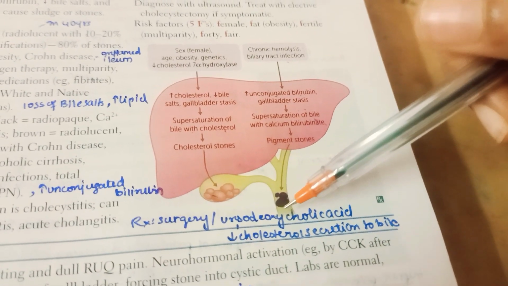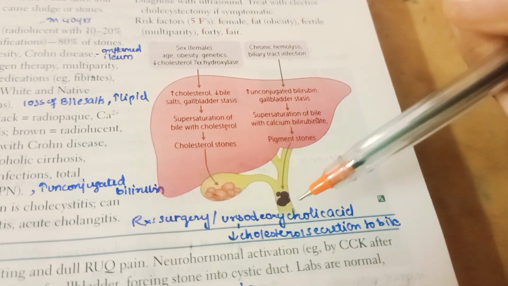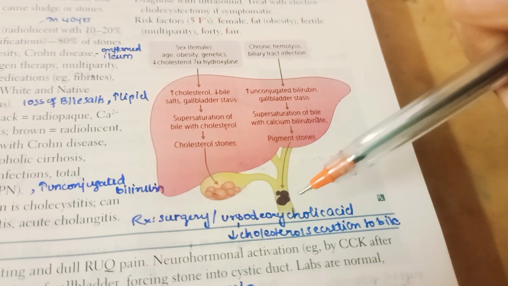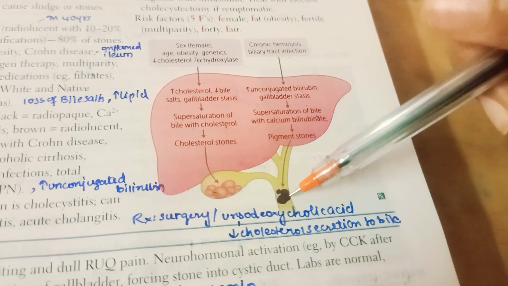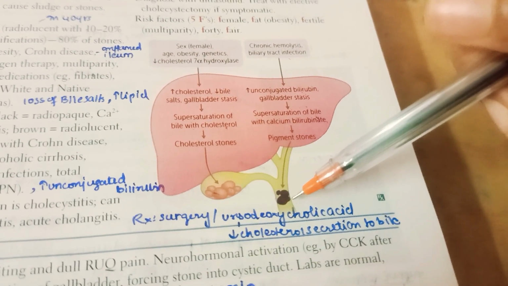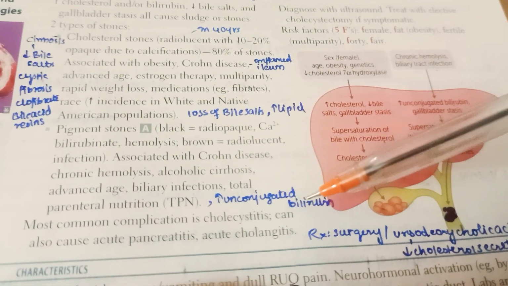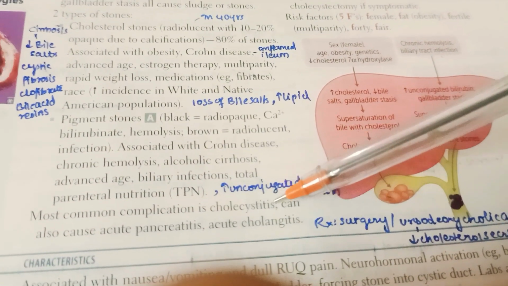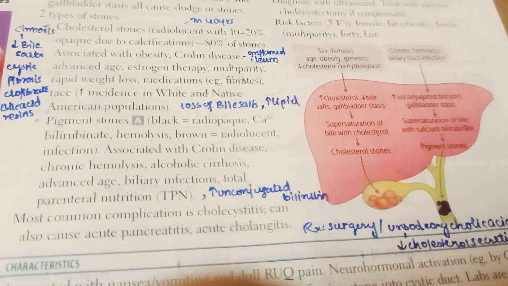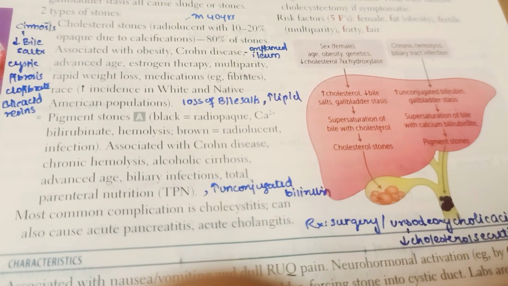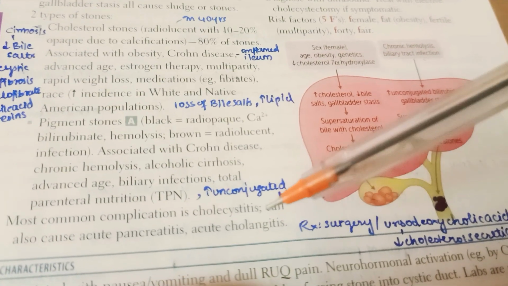Next, pigment stones are black, radiopaque. They're calcium bilirubinate. They're brown or radiolucent, associated with Crohn's disease, chronic hemolysis, alcoholic cirrhosis, advanced age, biliary infection, total parenteral nutrition, because total parenteral nutrition will increase unconjugated bilirubin. Most common complication is cholecystitis, which can cause acute pancreatitis and acute cholangitis, because it is near the major duodenal papilla or head of pancreas. So it is leading to both things, acute pancreatitis and acute cholangitis.